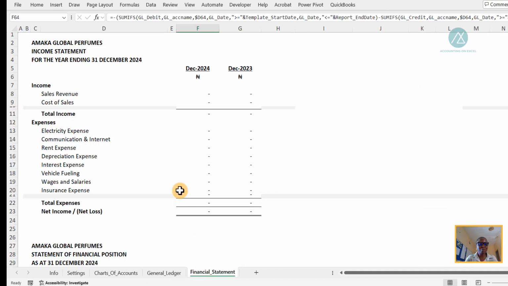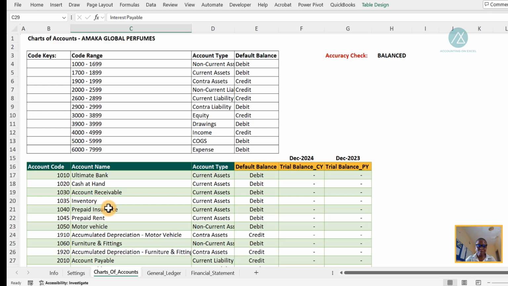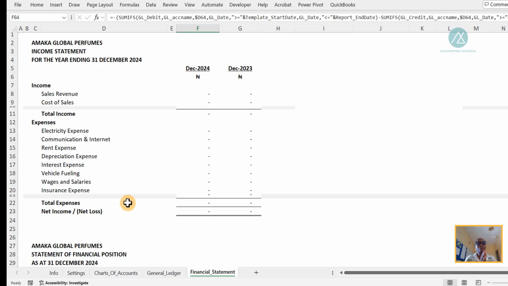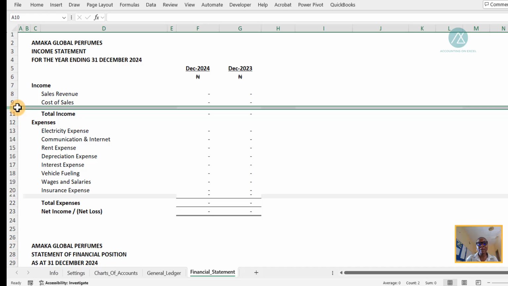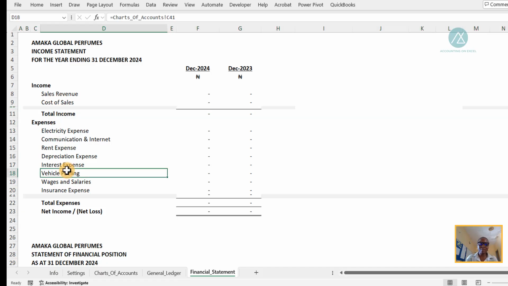Everything here is automated. You're not making any entry here. The only time you need to do anything is when you introduce a new account into your chart of account. You need to come to your financial statement and update each of the reports that this account is impacting. And that is why you see that at the end of each section of a report, we put a thin line, where you can insert another line and capture that account you just created. That is it. So for here, you don't need to tamper with anything.